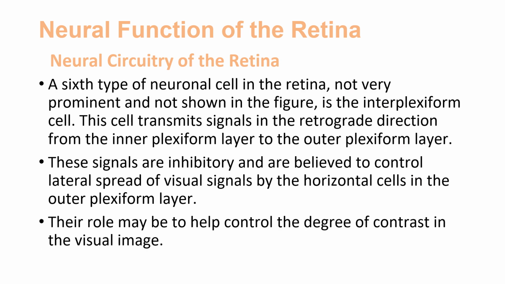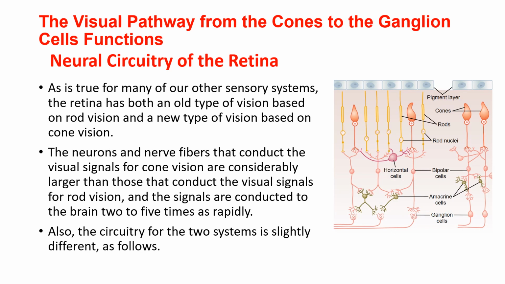A sixth type of neuronal cell in the retina, not very prominent and not shown in the figure, is the interplexiform cell. This cell transmits signals in the retrograde direction from the inner plexiform layer to the outer plexiform layer. These signals are inhibitory and are believed to control lateral spread of visual signals by the horizontal cells in the outer plexiform layer. Their role may be to help control the degree of contrast in the visual image. The visual pathway from the cones to the ganglion cells functions.